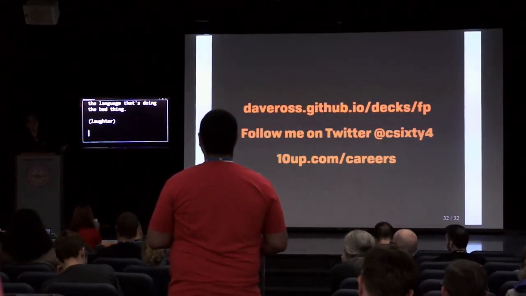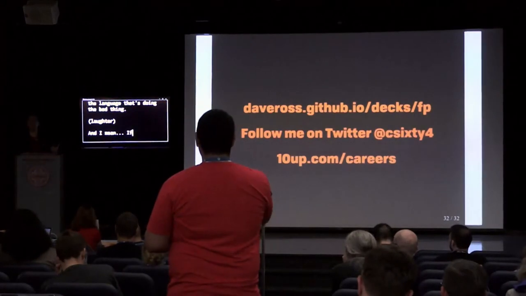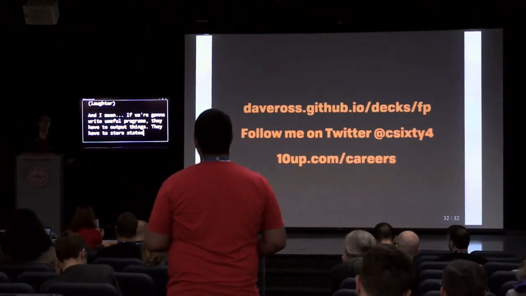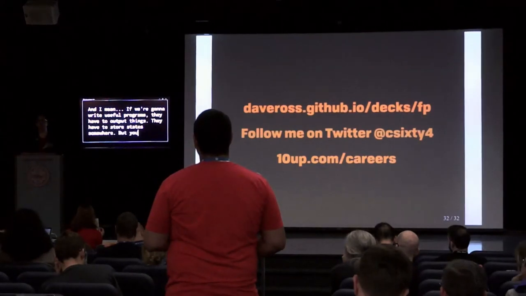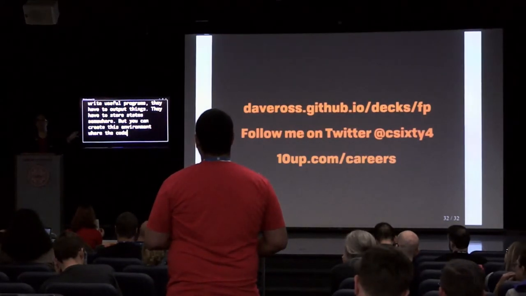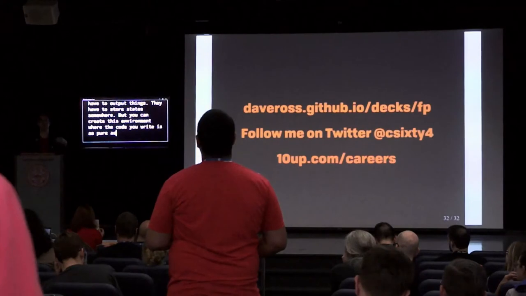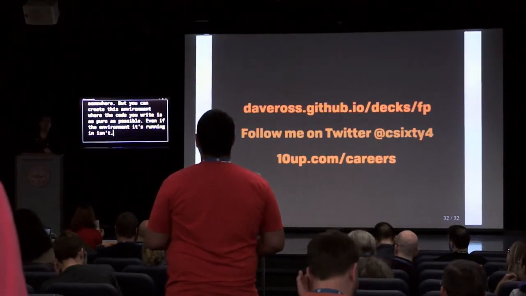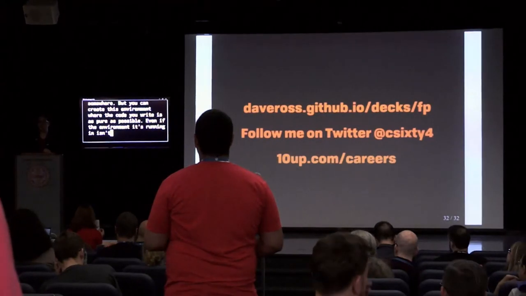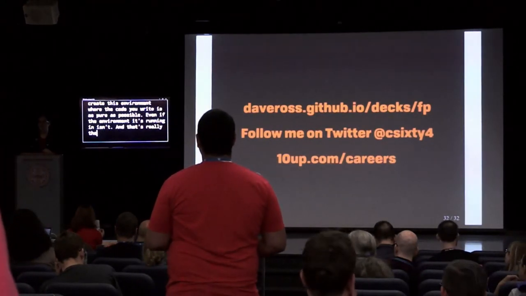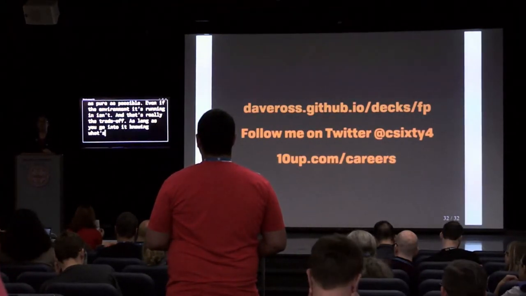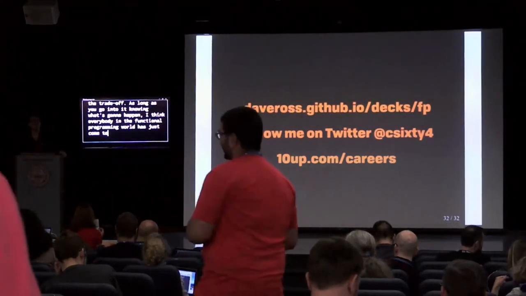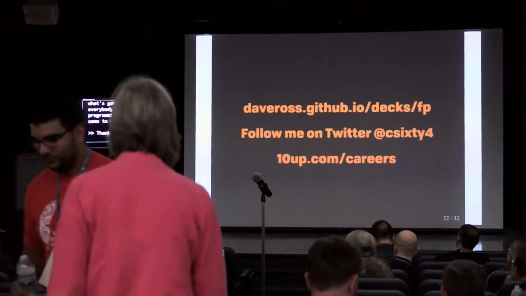And if we're going to write useful programs, they have to output things. They have to store state somewhere. But you can create this environment where the code you write is as pure as possible, even if the environment it's running in isn't. And that's really the trade-off. As long as you go into it knowing that's what's going to happen, I think everybody in the functional programming world has just come to terms with it. That's a great question, though. Thank you.